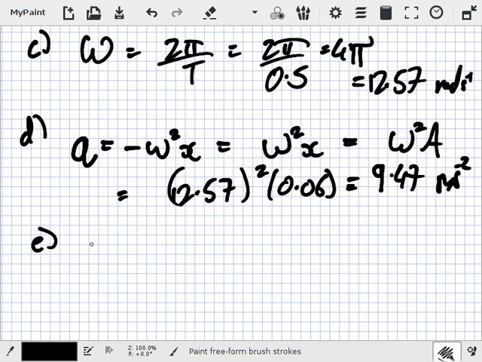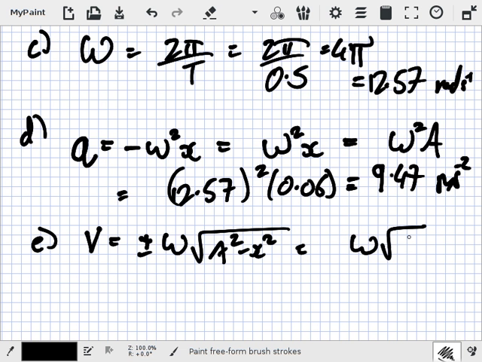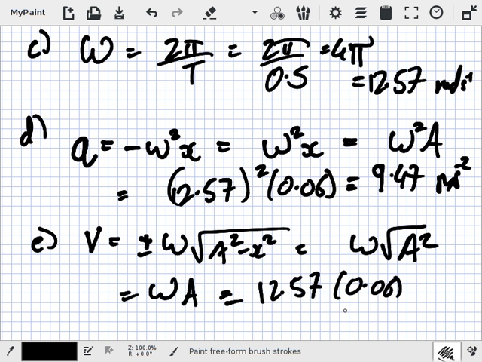E, what's the maximum velocity? Well, you have the formula for velocity. What is it? Plus minus omega root of A squared minus x squared. This is biggest when the x is 0 because it makes the inside bigger. So that will be 12.57 times 0.06, which is 0.754 meters per second.